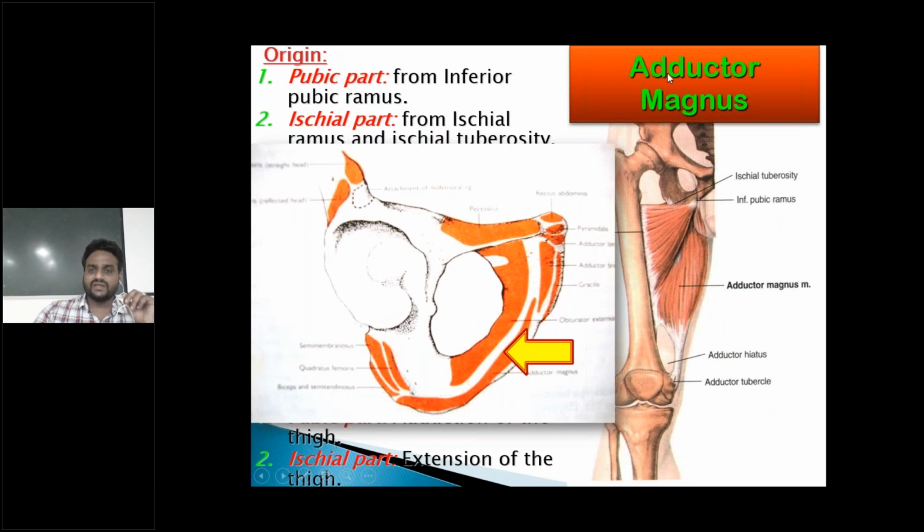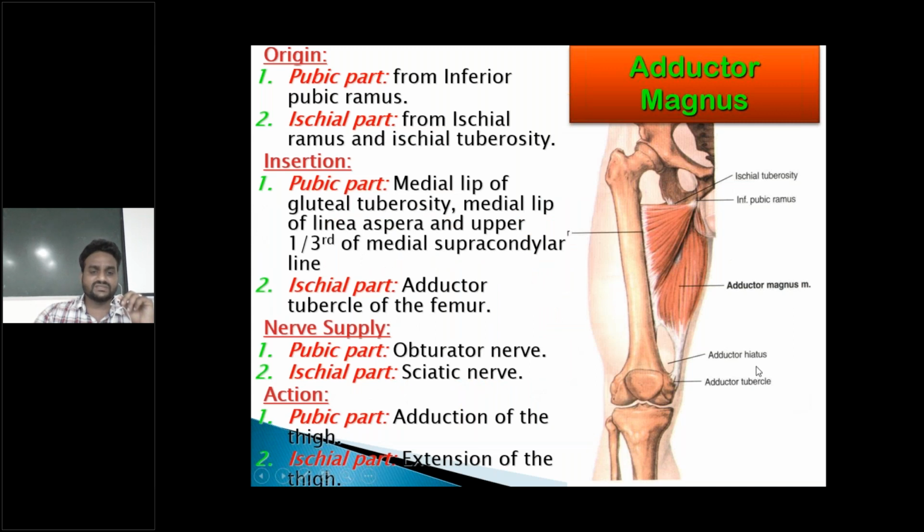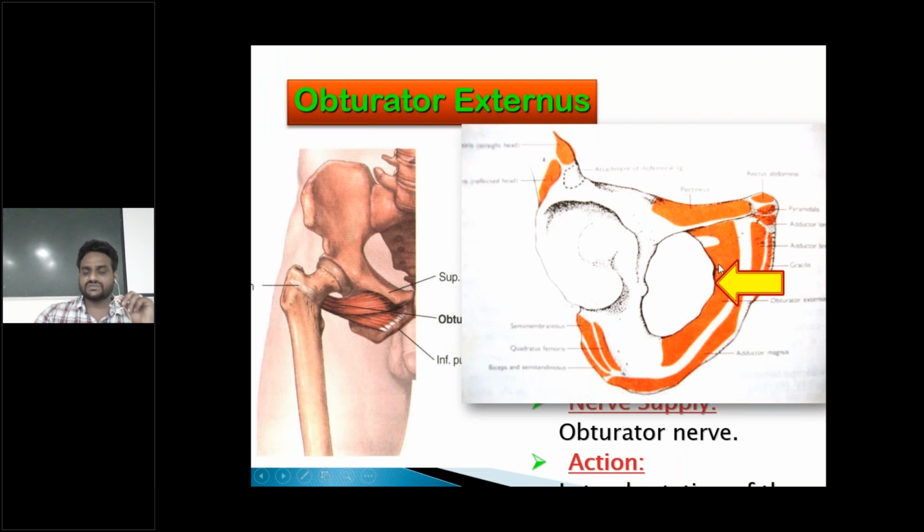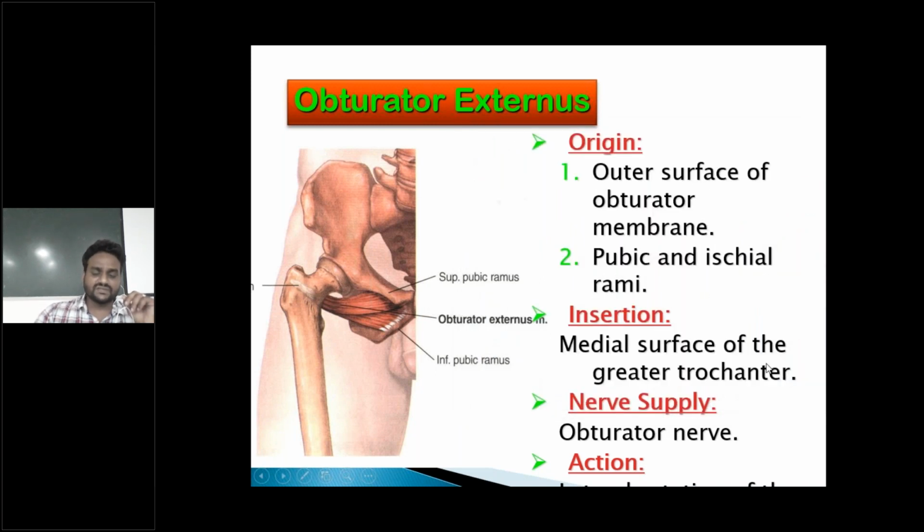And another muscle, this is the adductor magnus, a very big muscle. This arrow is also showing the origin of the adductor magnus, and these are the details about its parts, origin, and insertion. And the obturator externus: you see here the same origin from the pubic bone, the margins of the obturator foramen. Here we can also see the course, and this is the insertion of the obturator externus. So we have seen the six muscles of the adductor or medial compartment of the thigh.